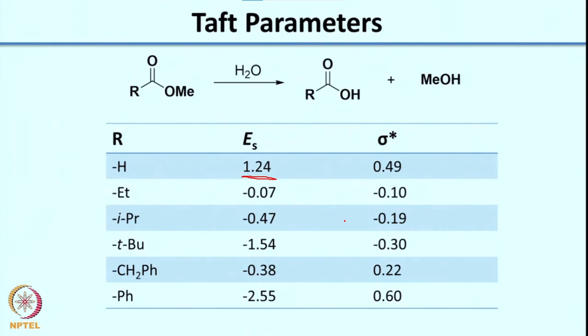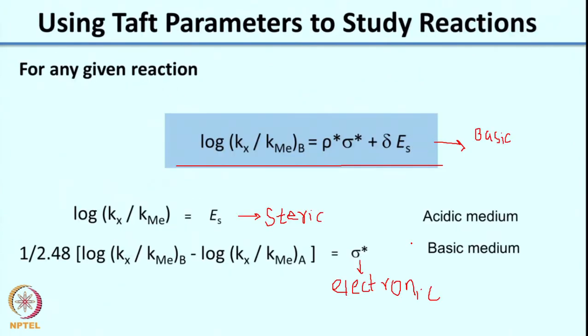And the electronic effect is also given here, which also decreases. And in case of phenyl and benzyl, it increases, right? Because of the resonance here, aromatization. Then we have used the Taft parameter for the reaction. So this is the revision again. This is the basic medium equation. This is the equation for acidic medium, and this last equation is for the electronic effect.